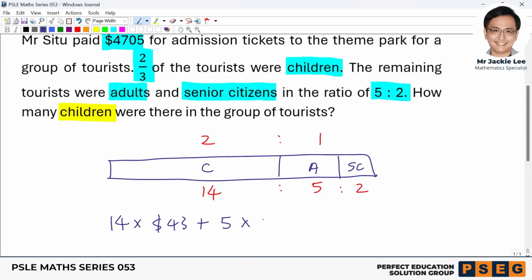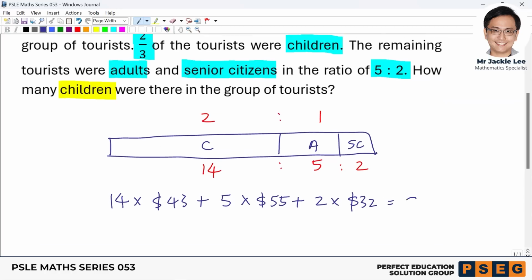Then for the adults, it will be 5 times $55. Then followed by 2 senior citizens. This one is only $32, right? Okay, so press the calculator, calculate. I think this one will end up $941. So this is for one basic group.